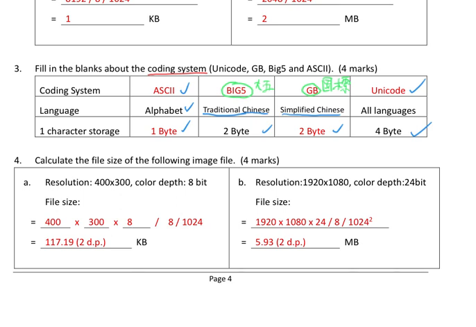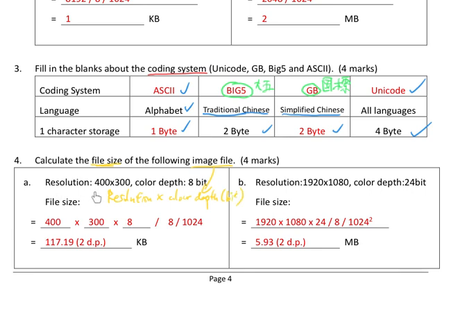Okay, now let's go to question 4. It's talking about the file size of an image. Okay, so we should remember that the file size of an image can be calculated by multiplying resolution by the color depth. Okay, and the unit should be bits. So you can see the answer.